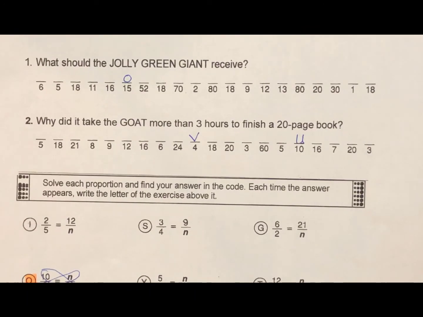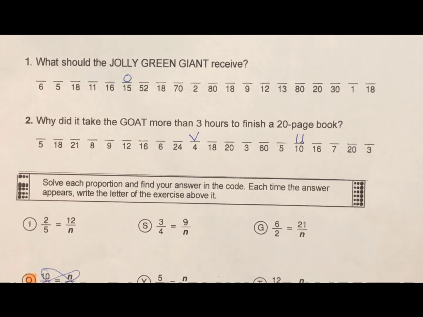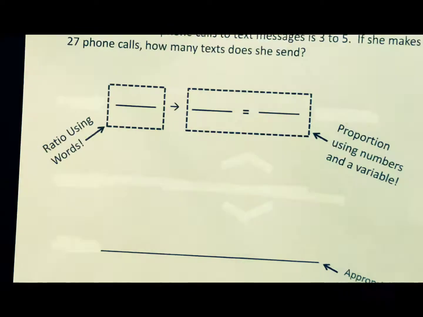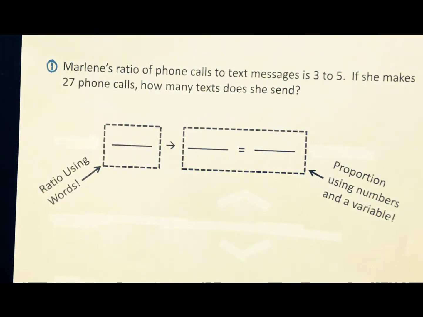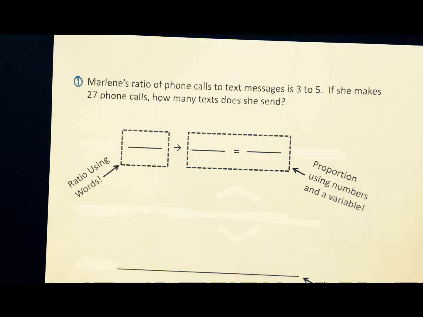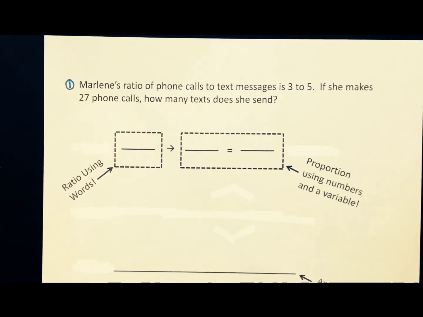All right, so now look at page 11. I'm only going to get you started on this. We've done these before, but it's been a while, and I want to make sure that you haven't forgotten. So let's look over at this. Number 1, I'll get you started. We're not going to get the full answer because there are only 2 on this page. Marlene's ratio of phone calls to text messages is 3 to 5. If she makes 27 phone calls, how many texts does she send?